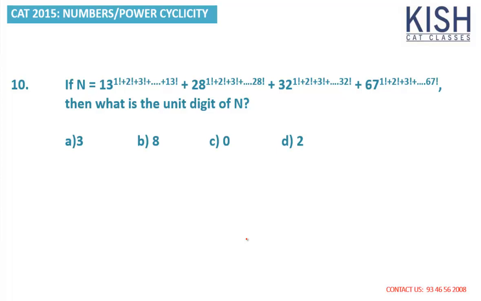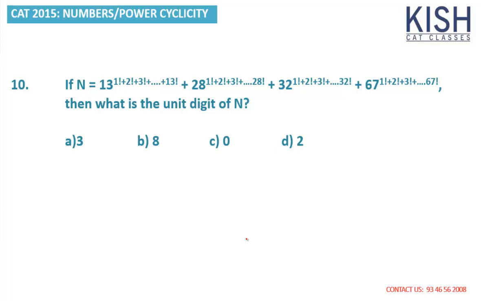Let's see, we have 13 raised to 1 factorial plus 2 factorial plus 3 factorial and so on up to 13 factorial, plus 28 raised to the sum of 1 factorial to 28 factorial. Next, 32, which is also the same, the sum of 1 to 32 factorial. Next one is 67. Then what is the unit digit of n?